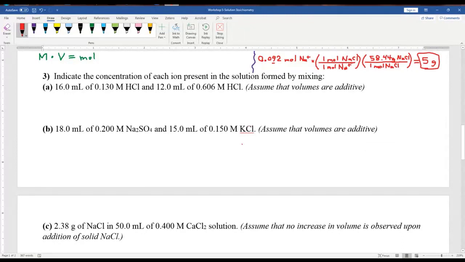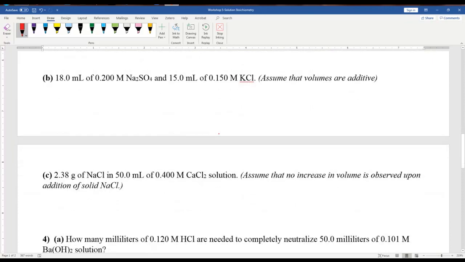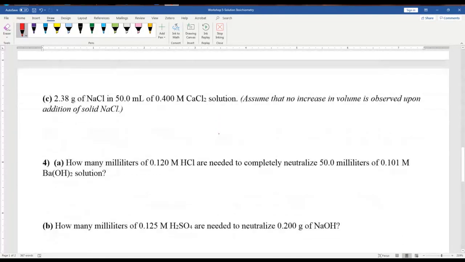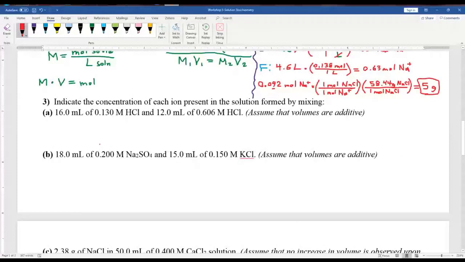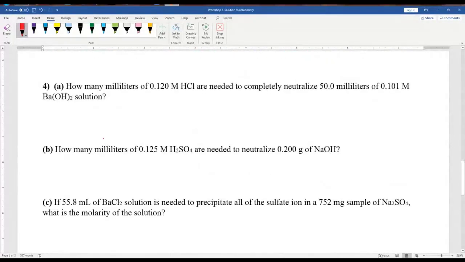Now, as far as the concentration of each of these ions present in the solution formed by mixing, this is a little bit of a tricky problem, but it's not necessarily one that I've seen professors go over very much in classes like yours. So I'm just going to skip it, because I want to get to some things that I think would be a little bit more effective for your purposes. I'll skip C as well. Skip 3, A, B, and C, and we'll go to number 4.